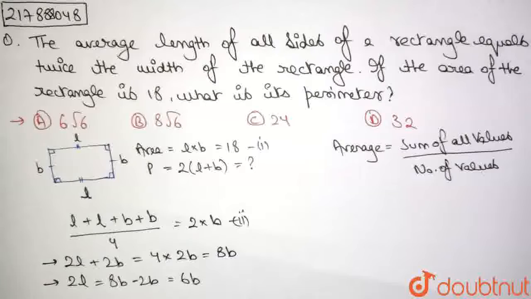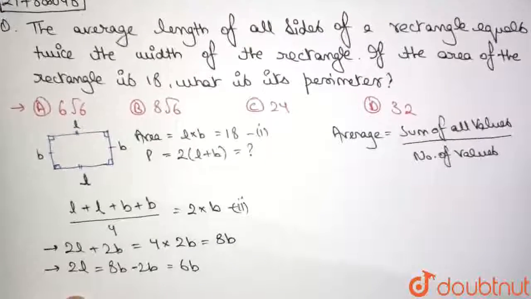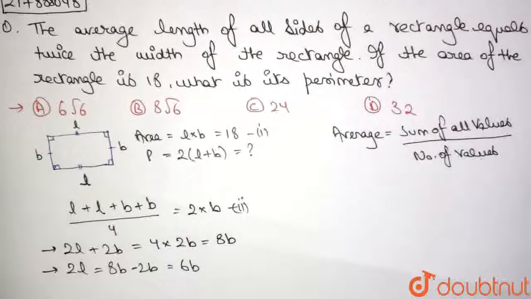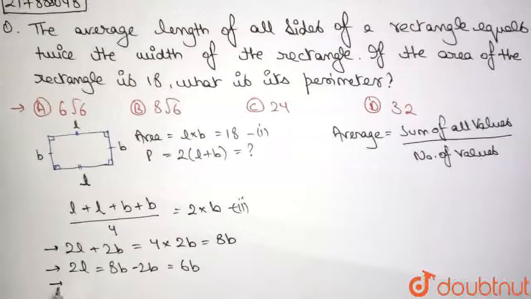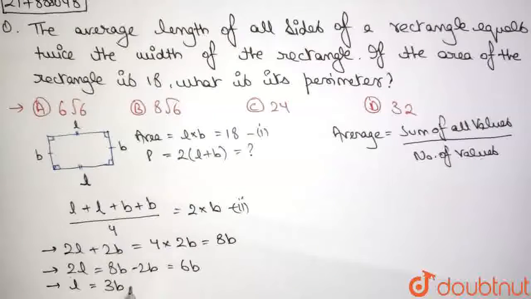And now if I divide both sides by 2, so I'm going to divide this side by 2 and this side by 2, I can finally say that L is equals to 3B. So this is the final relation that I obtain and call this as third. Now guys, I have L is equals to 3B.